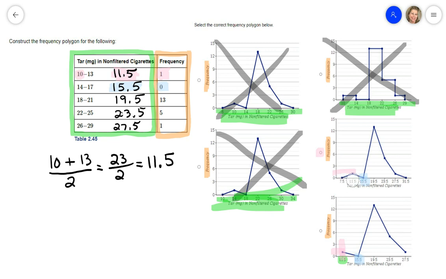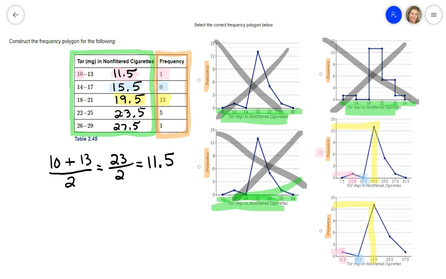Should have erased, hang on a second. Let me erase the blue, or whatever color that was. 11.5, we're at 1. Yep, and at 11.5, we're at 1. For the next one, I've got 19.5. It should be at 13. So here's 19.5. Go up. Here's the point, which, yep, is at 13. Sorry, it's hard to tell. 19.5, it's at 13. I could keep doing this. I think you get the idea.